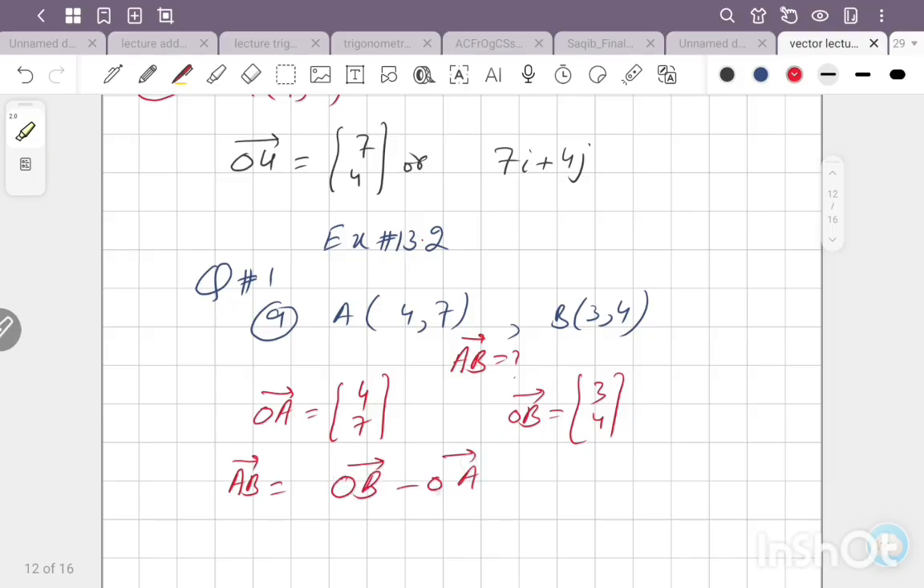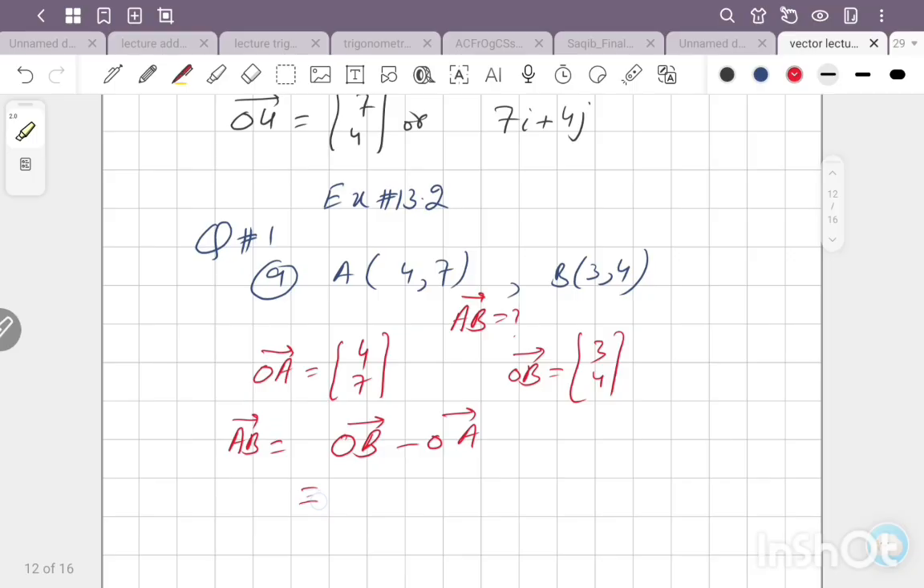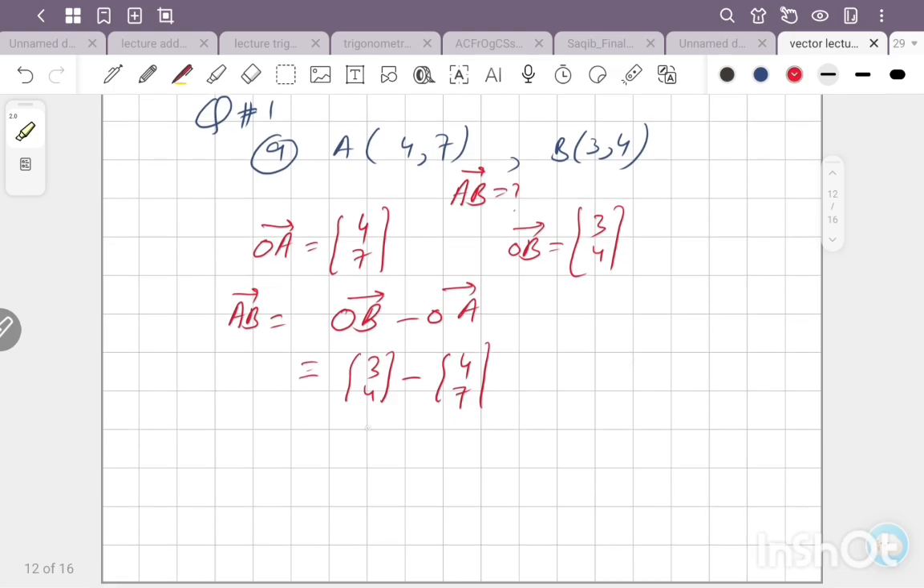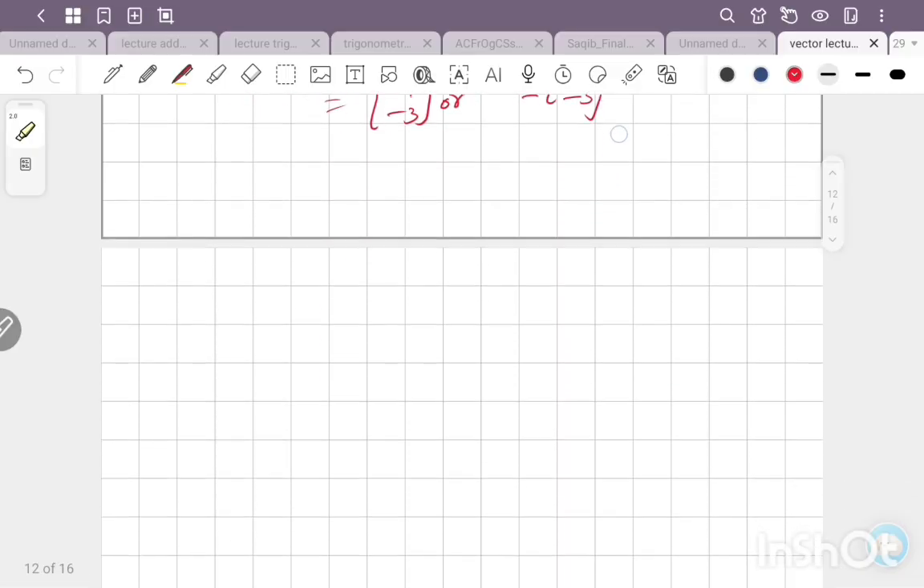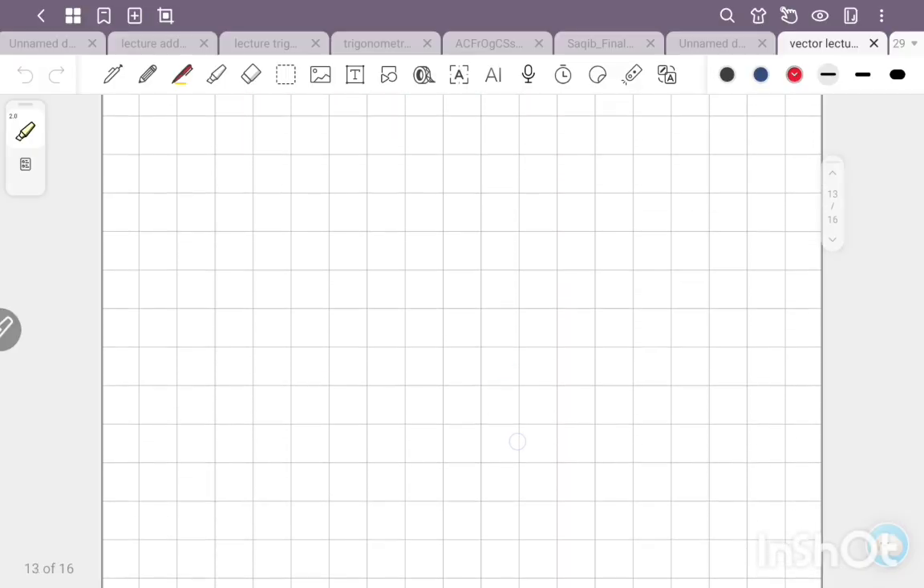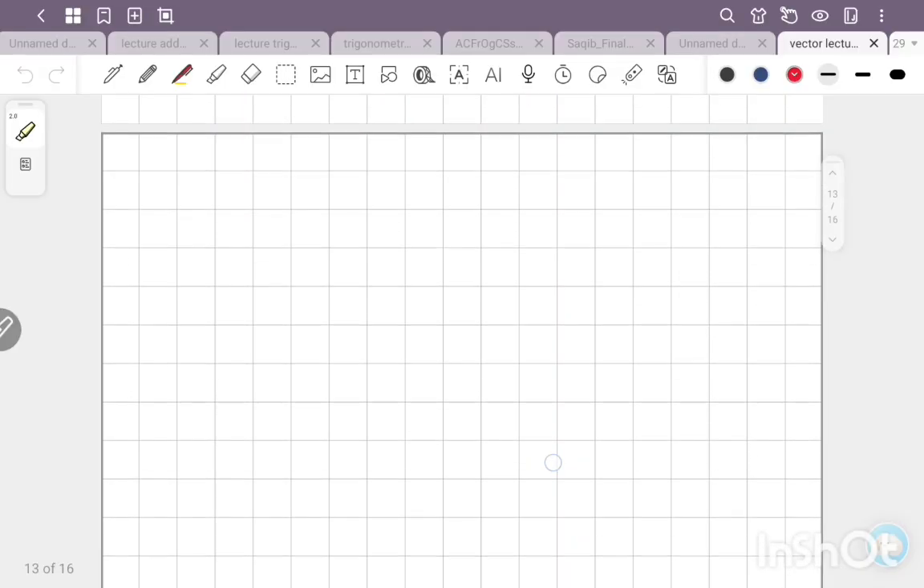Very simple, we have to write OB minus OA. OB is (3, 4), minus OA which is (4, 7). So the answer will be (minus 1, minus 3), or we can write it as minus i minus 3j. This is our position vector. We have to solve another question, this is our part D.